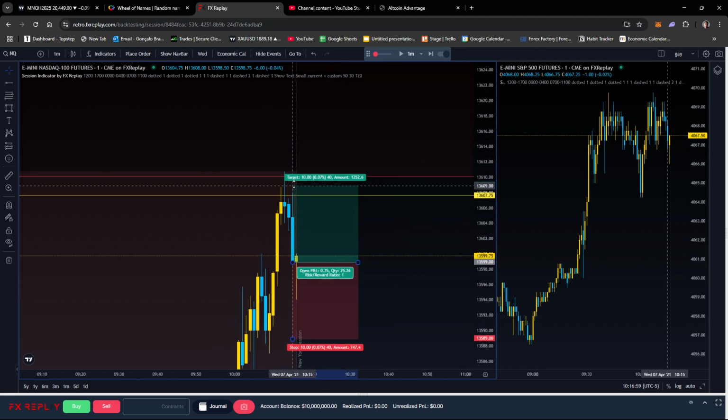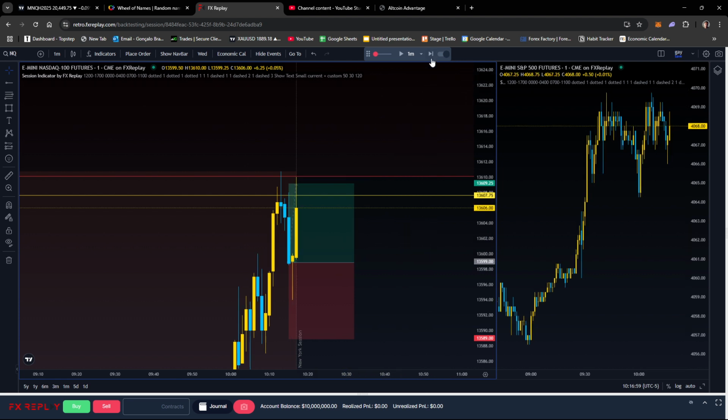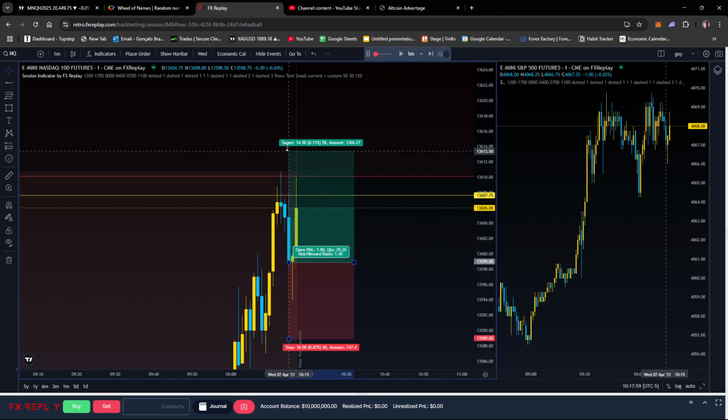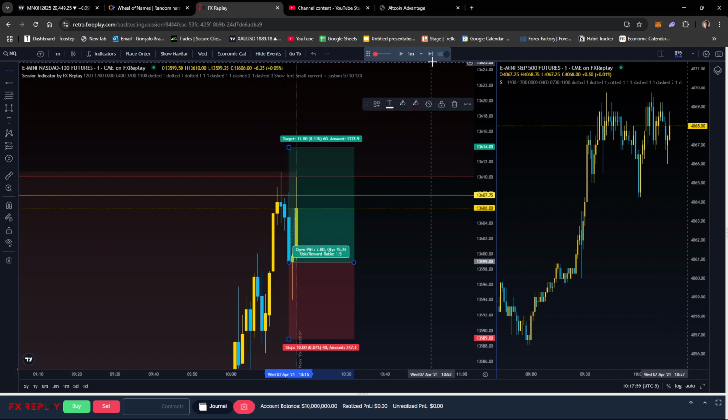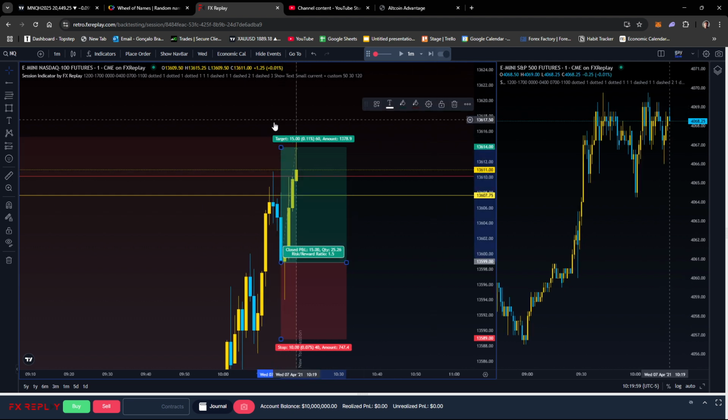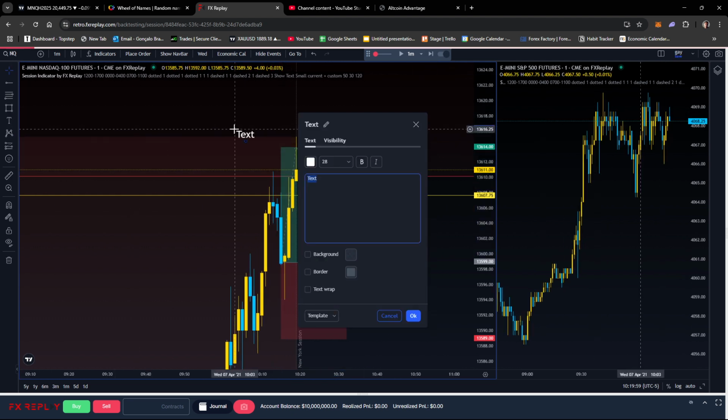So we're going to make it risk-free at 1-to-1. Okay, now we're risk-free. Price should really take this short-term high before we go lower. And we secure a win. There we go. So we're done for this day.